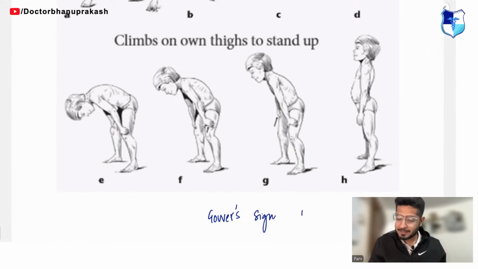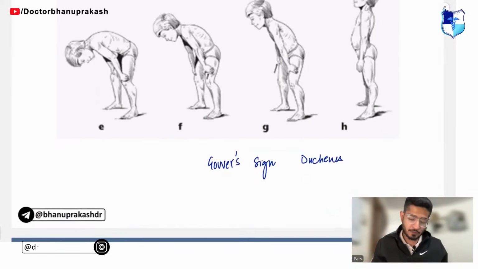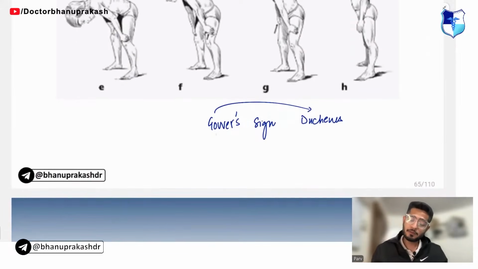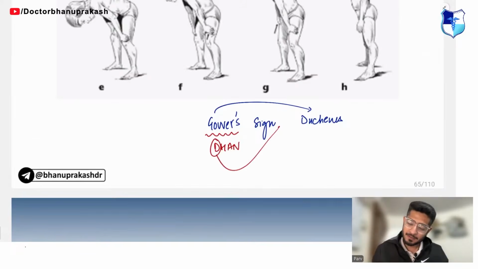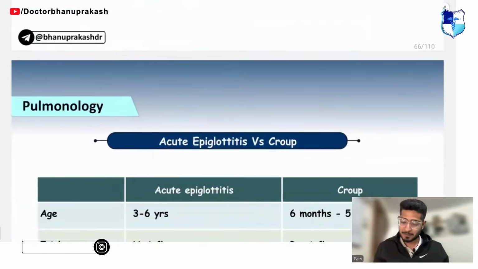And Gower sign is seen in Duchenne's muscular dystrophy. Okay, so just remember this. This is important. Gower sign seen in Duchenne's muscular dystrophy. And if you can remember, we have a beautiful place in Vrindavan, Govardhan. So D for Duchenne's muscular dystrophy, and G for Gower.